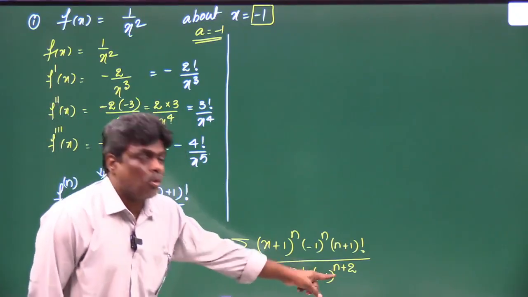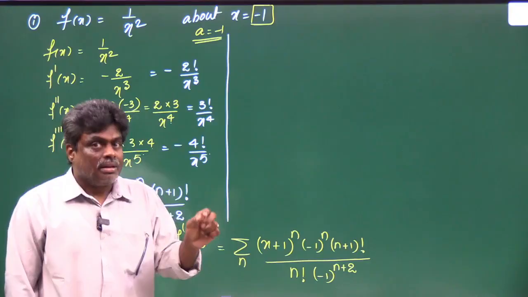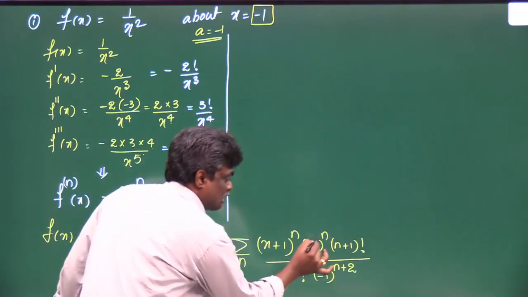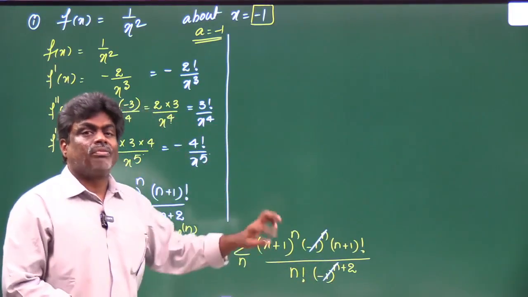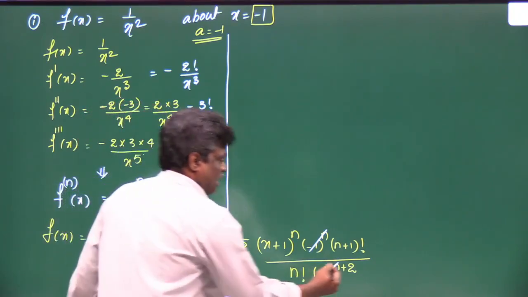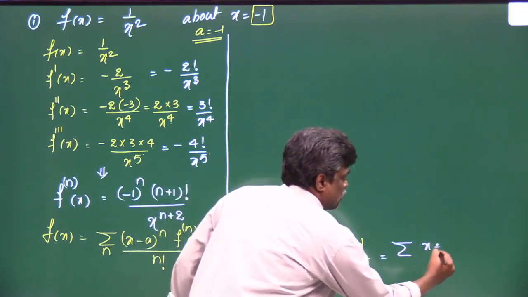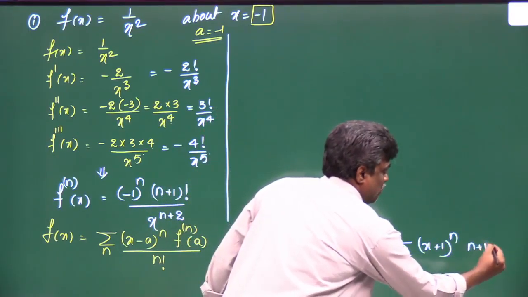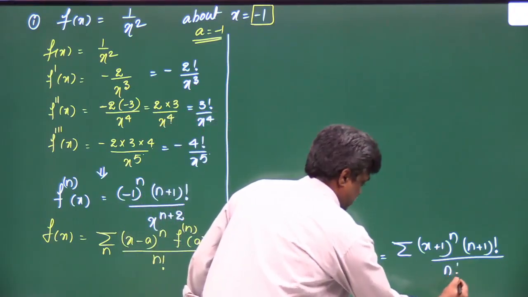This minus 1 whole power n plus 2 can be written as minus 1 whole power n into minus 1 whole square. So you can cancel minus 1 whole power n and minus 1 whole power n. After that, minus 1 whole square is already plus. So finally we have the summation of x plus 1 whole power n into n plus 1 factorial by n factorial.